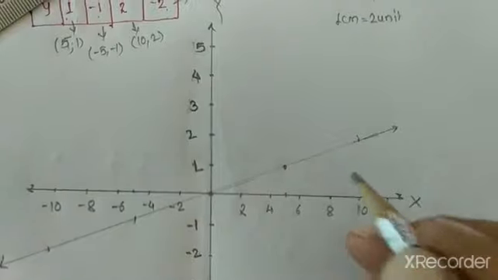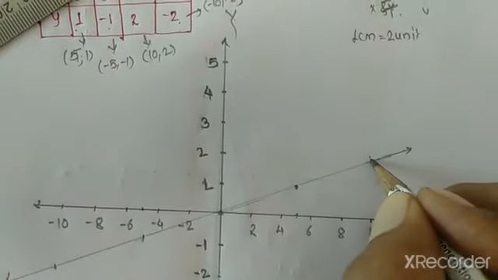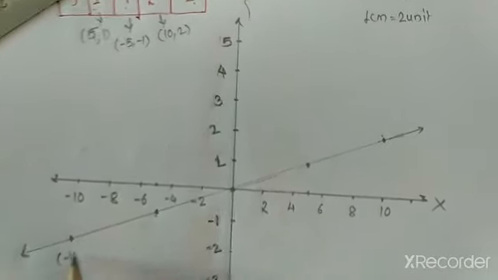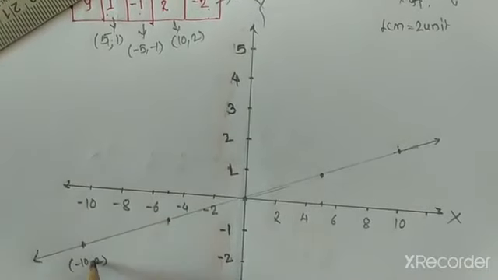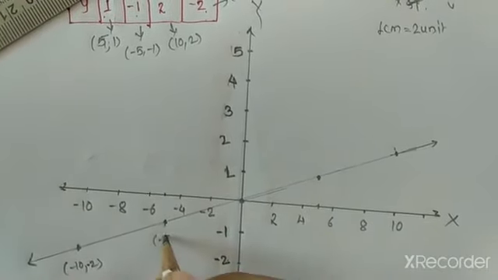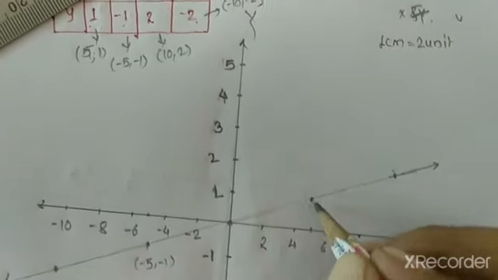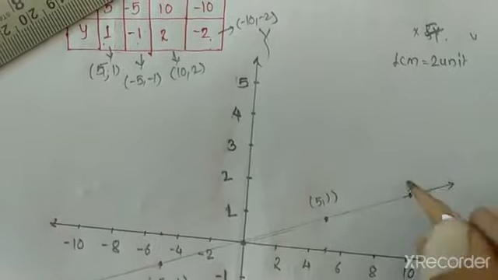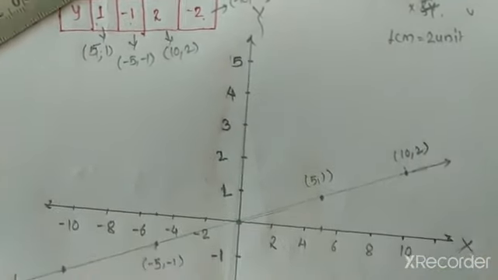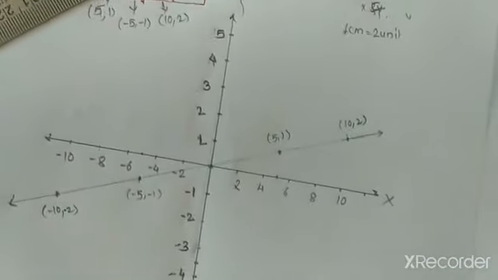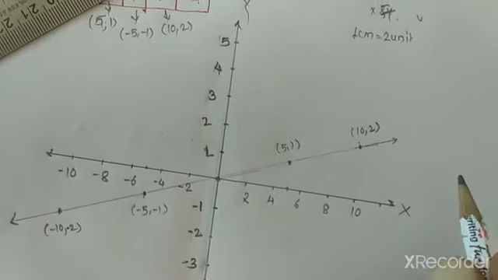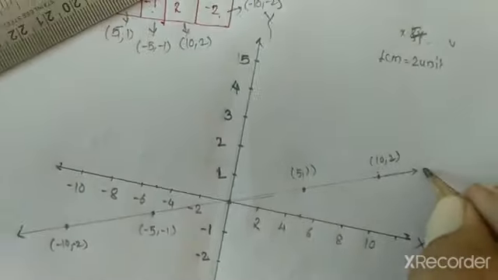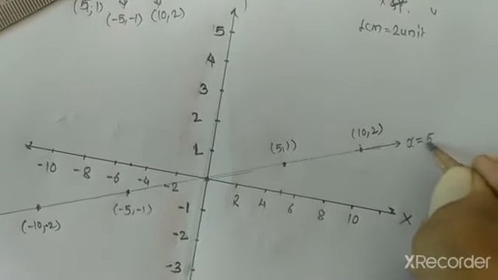Now here are the points which are lying on this line. Here it is minus 10 comma minus 2, here it is minus 5 comma minus 1. For this it is 5 comma 1, and for this point it is 10 comma 2. So we have found some points and we have drawn the line passing through those points. This line will express the equation x is equal to 5y.